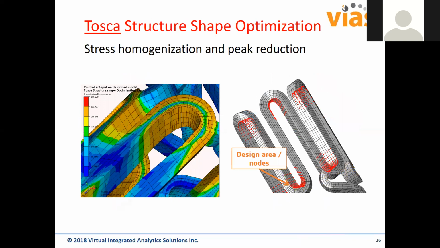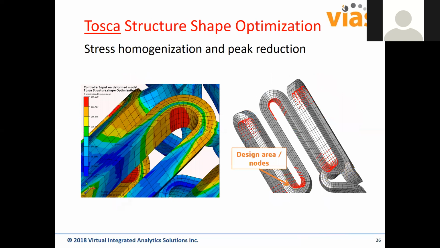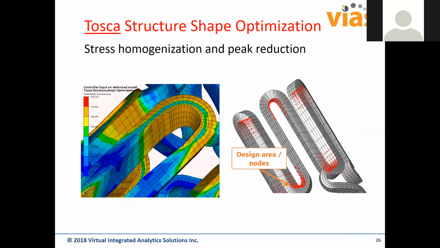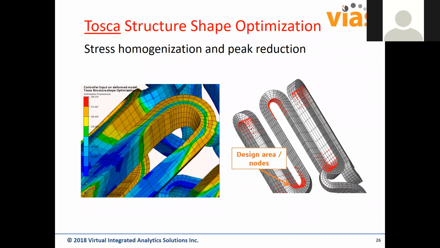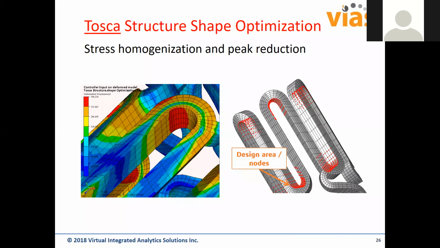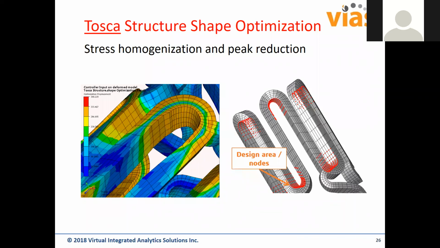Once you've got your optimized design, you can use the Tosca shape optimization as seen here to minimize or homogenize the maximum stress values considering all the load cases. What is effectively happening here is that the nodes of the finite element model are moving in or out, as you can see in the clip on the left, to blend the stresses, and you can see how the stresses sort of reduce in their magnitude.